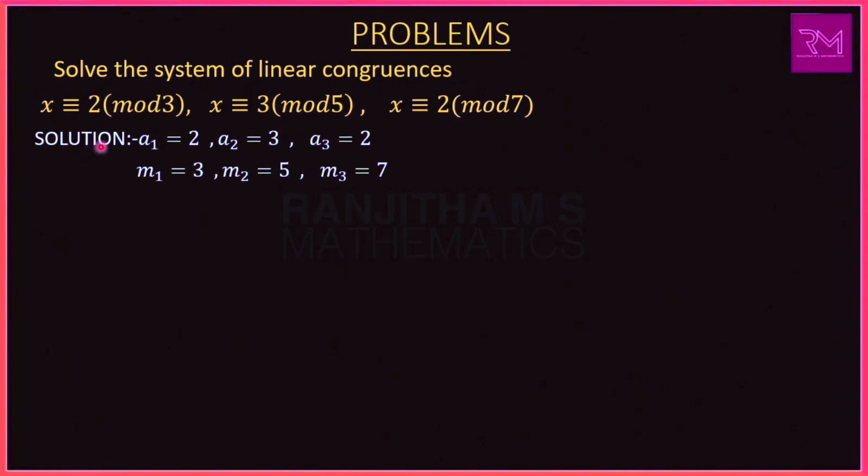So the first step is to take the a1, a2, a3 values and the m1, m2, m3 values. So a1 is 2, a2 is 3 and a3 is 2 here. Similarly m1 is 3, m2 is 5 and m3 is 7.